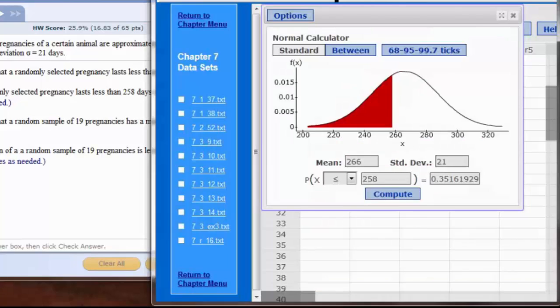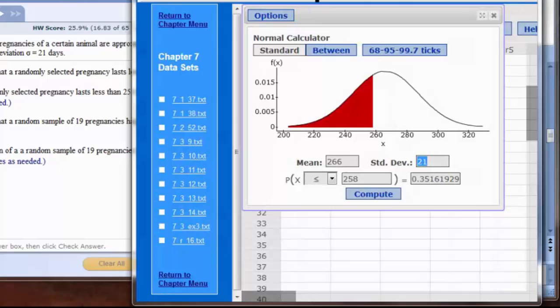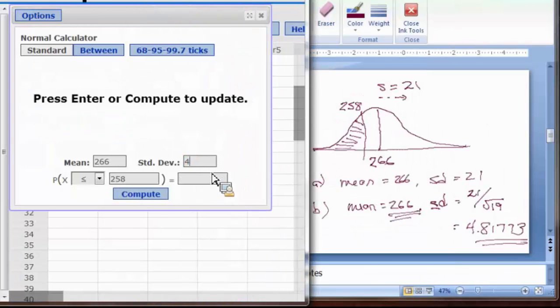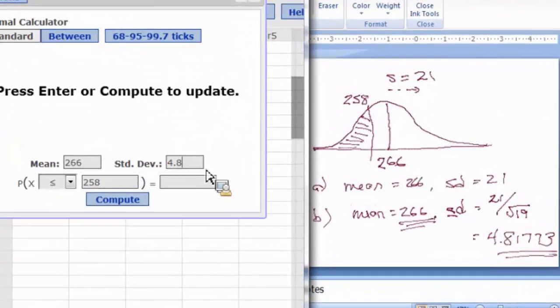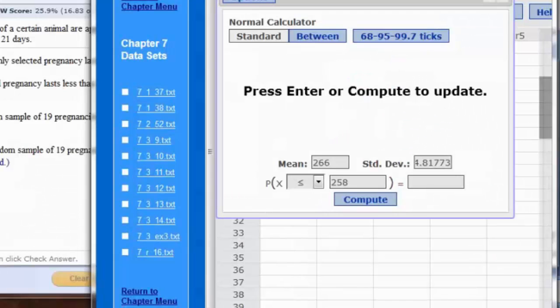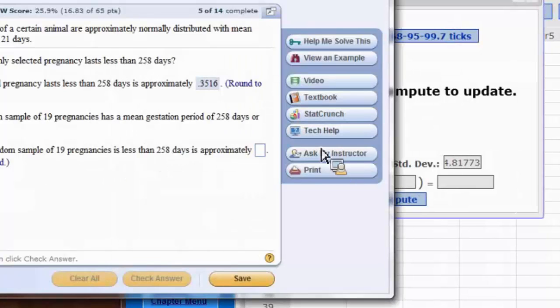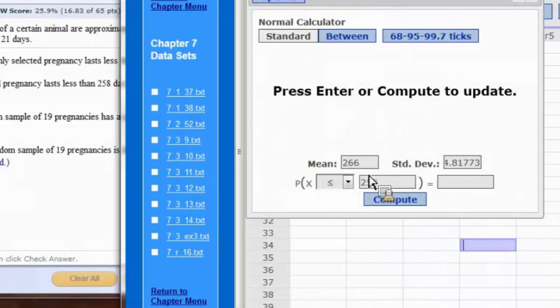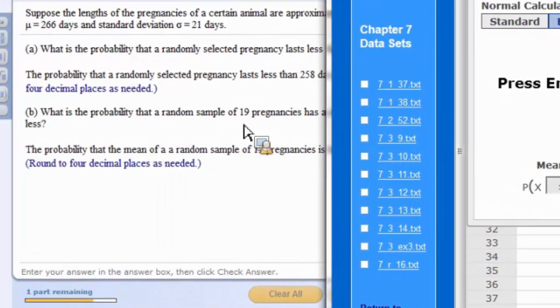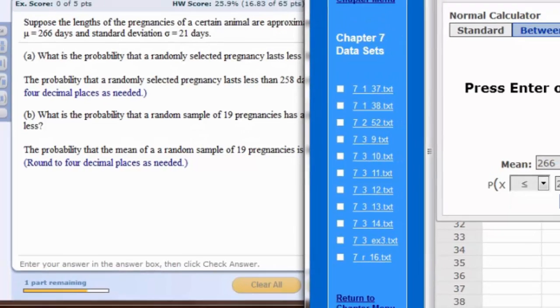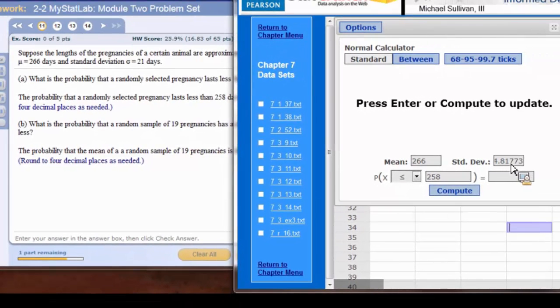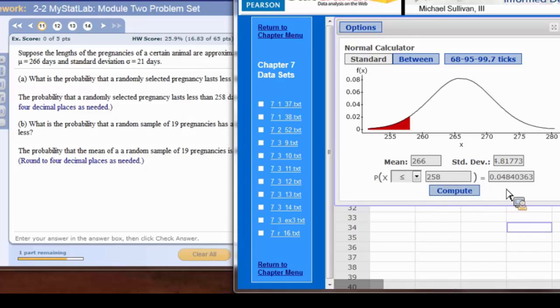So let's go back to StatCrunch. The mean is correct. The new standard deviation is 4.81773. And the problem is still asking for less than 258. So now the difference between part B and part A. Part B is the average of 19. That means the standard deviation is less. So when we compute, we get a different probability, 0.0484.